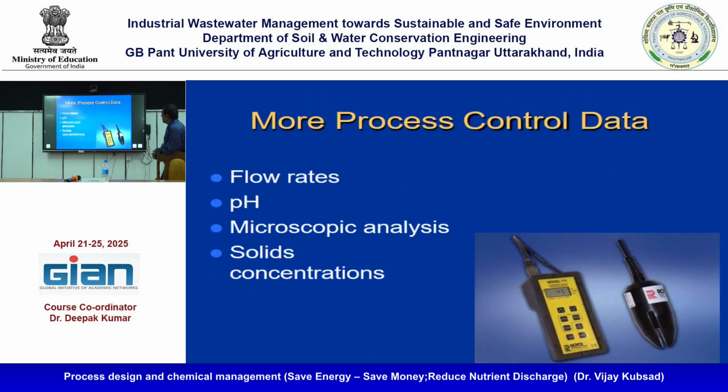More process control data: flow rate, pH, microscopic analysis, solid concentration. We have already covered this earlier. Then influent flow, return sludge, we have an understanding of what it is. Then aeration tank effluent, this we have seen. I think it is repeated. Okay. Common operator errors, we have seen that a little bit, right?